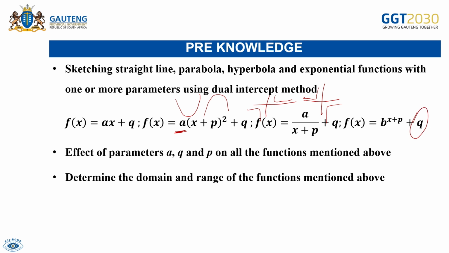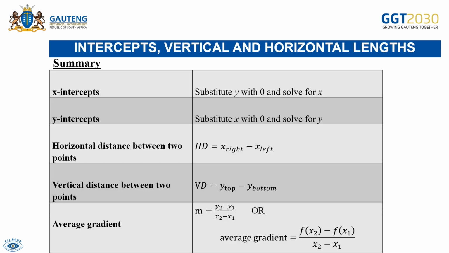So you also need to know the effect of parameters a, q, and p on all the functions mentioned above, and I just explained that. And also in that past lesson, I did explain the effect of the parameters a, q, and p. So determine the domains and the range of the functions mentioned above. So you should be able to determine the domains, which is the values of x that are covered by the graph, and also the range, which is the values of y that are covered by the graph in all of the functions that are mentioned above.